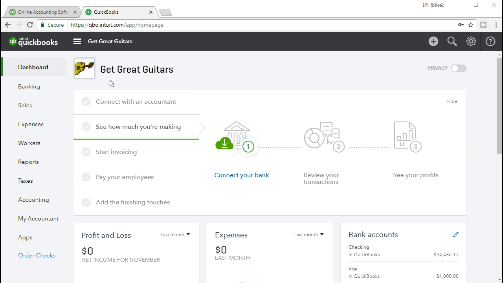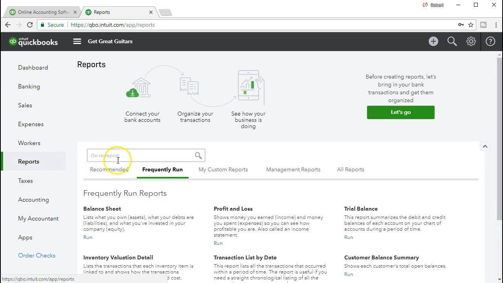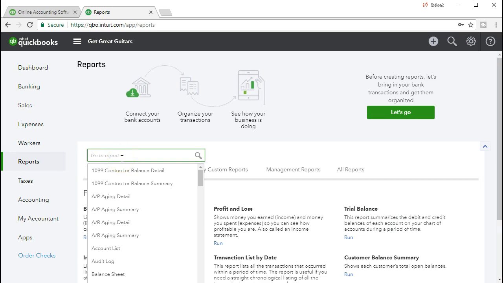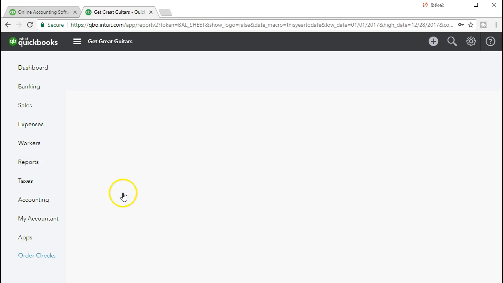It's really good to see what has happened through a time period, and if we want to grade or compare things, then this transaction list by date is a great report to look at, so we will look at that as well. Let's go to reports on the left side, and we're going to select first the balance sheet.